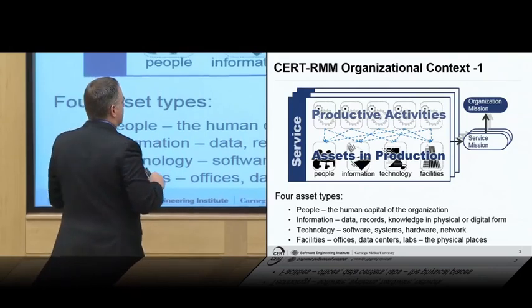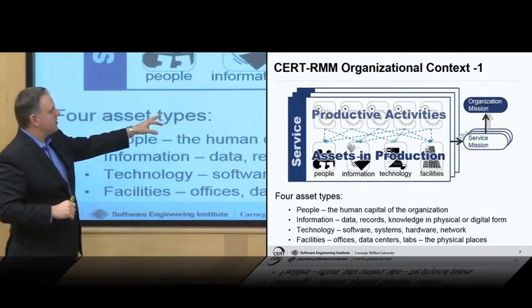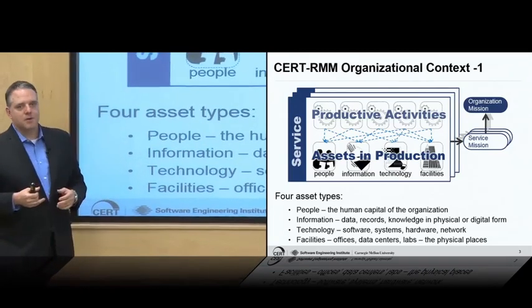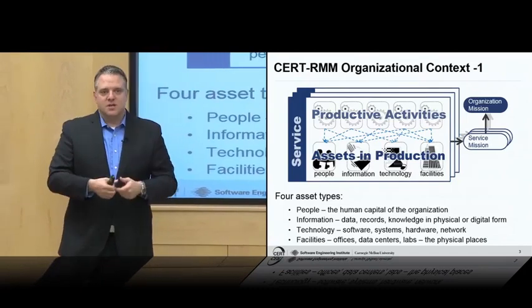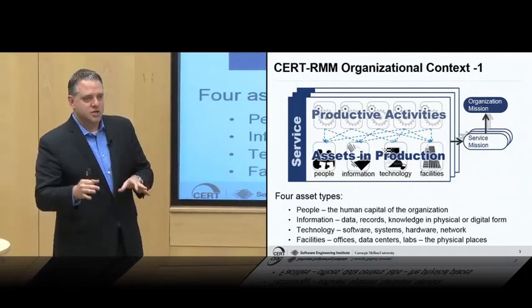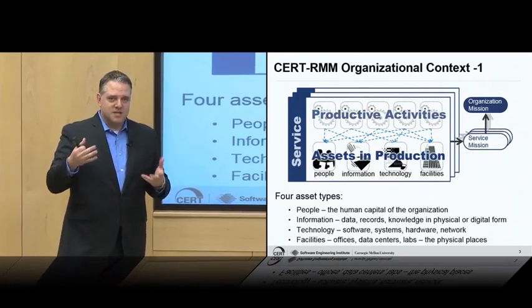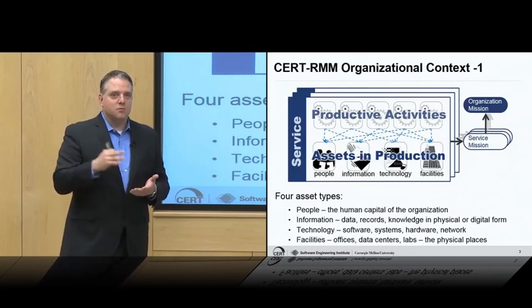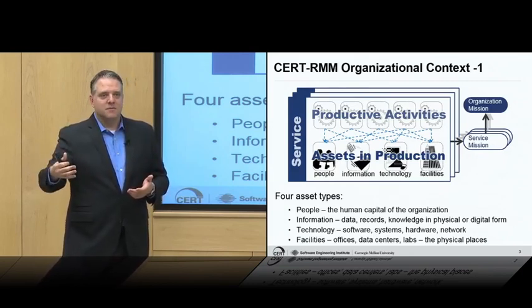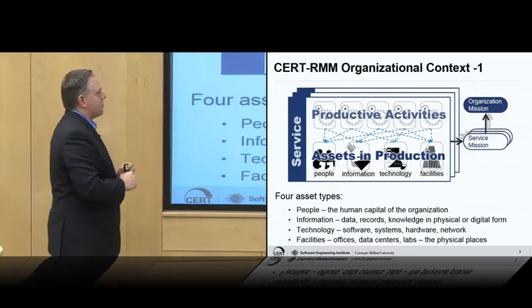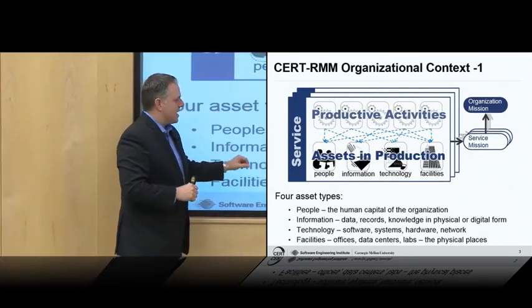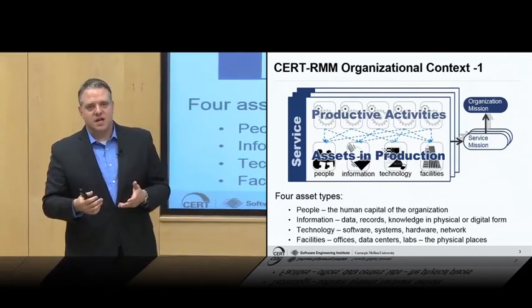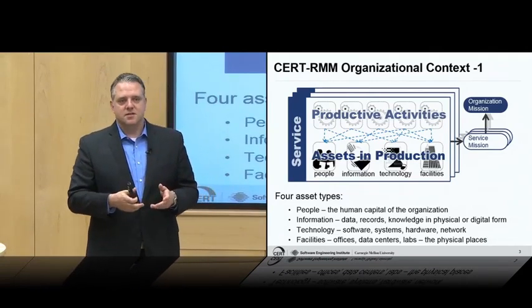And the four key components of RMM really focus on people, information, technology, and facilities. By people, we're talking about the human capital within the organization. Security personnel, HR, legal, just people in general. If you're in a business for whatever reason, people are one of your primary assets, right? Without people, you probably can't do your mission. So RMM says people is a key component of that. Information, data, records, knowledge in physical or digital form. This is important to an organization, and we want to protect it and make sure it's resilient as possible.